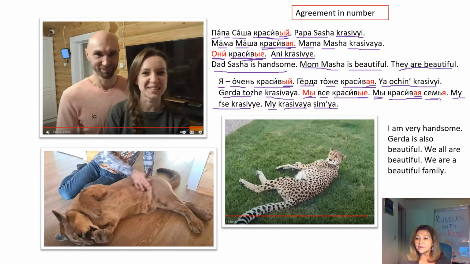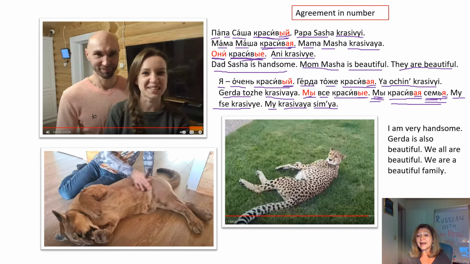Because this adjective agrees not with the pronoun we, but with the noun семья. We are a beautiful family. And the noun семья is a classical gender feminine noun because it ends on я. And that's how we are getting красивая семья. However, it's we, мы, plural, but family is singular, and that's how we are getting singular. Be aware of those liaisons among words because relationships between words are very important as well.